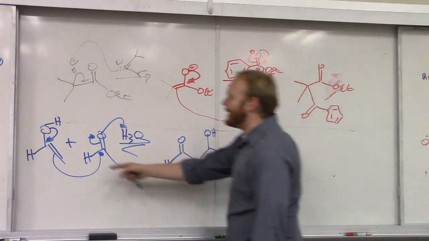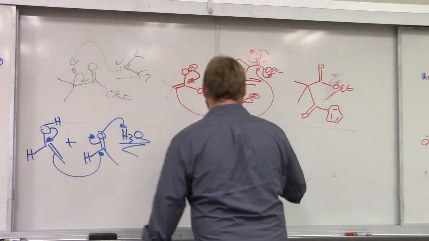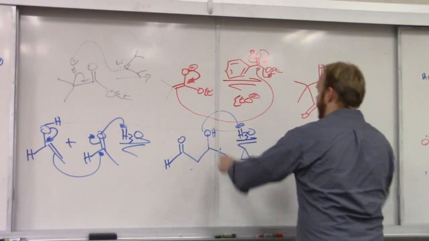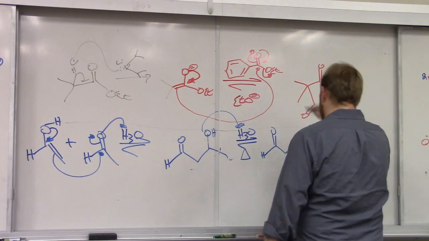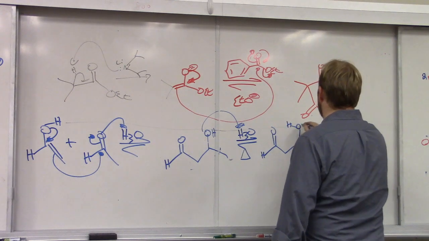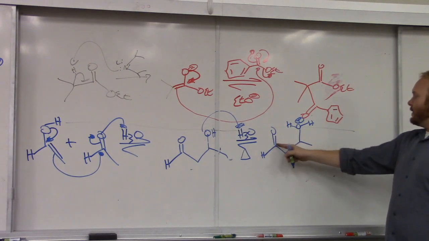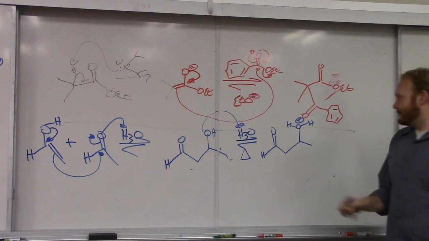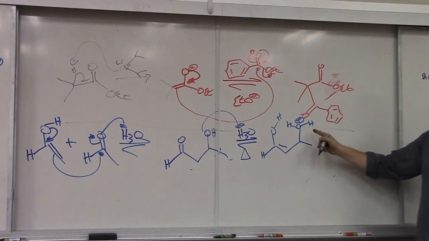So acidic conditions go through the enol like this. Basic conditions go through the enolate. So under acidic conditions, you can imagine protonating this alcohol. And furthermore, under acidic conditions, would this aldehyde be in the keto or the enol form? Under acidic conditions, would we want the keto or the enol form? The enol form, right? So we form the enol with this protonated carbonyl.